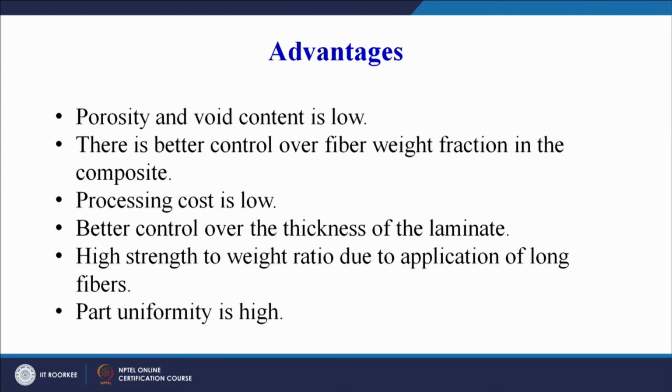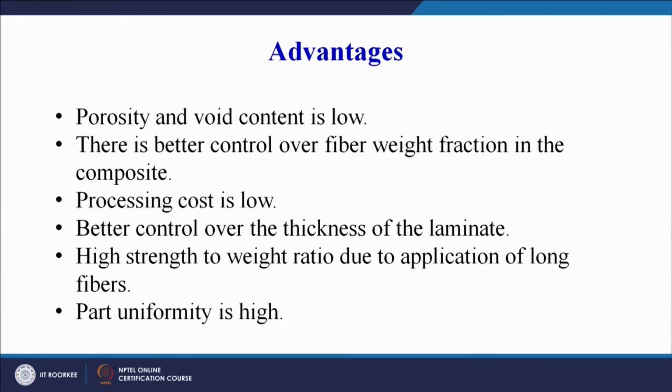So, the better control of the thickness of the laminate, then we have high strength to weight ratio due to application of long fibers. This point is quite similar to the second point, where we have better control over the fiber weight fraction. So high strength to weight ratio is possible because we have high fiber weight fraction in the composite, as well as we have long fibers in the composite. We can say the high fiber weight fraction will lead to high strength to weight ratio, because the fibers have less density in most of the cases as compared to the polymer. So high strength to weight ratio is also possible with the pre-pregs.